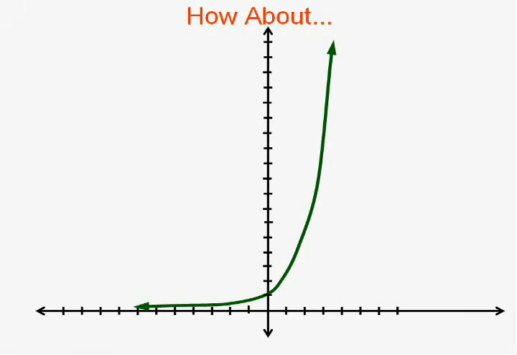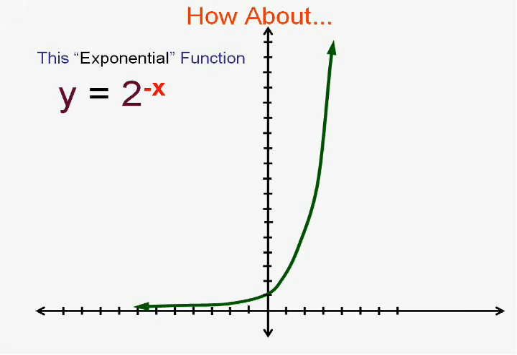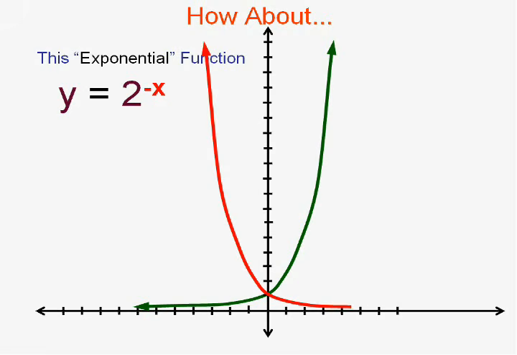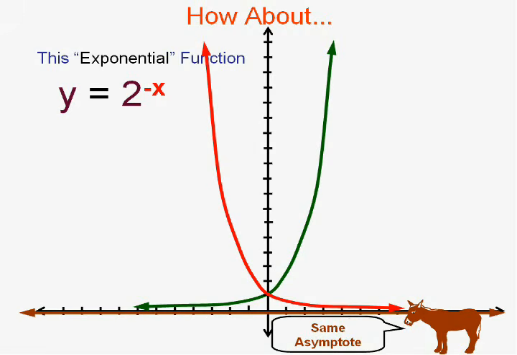Well, what if we looked at an exponential function where the exponent x is a negative number? The new function with the negative exponent is going to look the same as the normal function, except it's going to be a mirror of the normal exponential graph about the y-axis. Something like this. Notice it will still have an asymptote, a number that it will never reach.